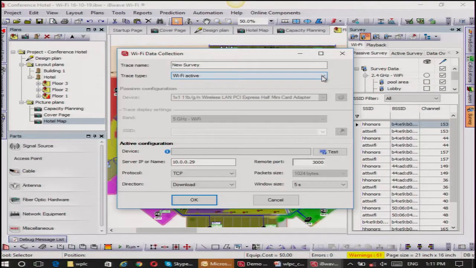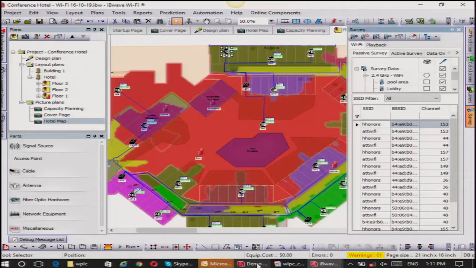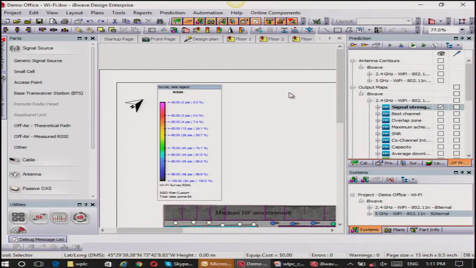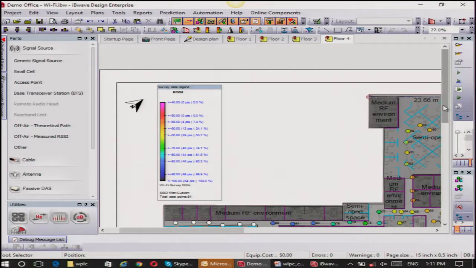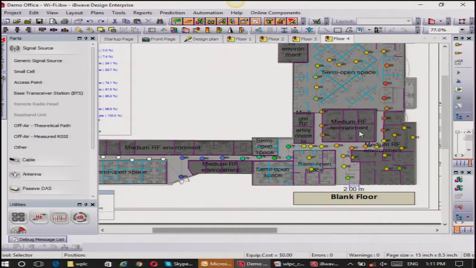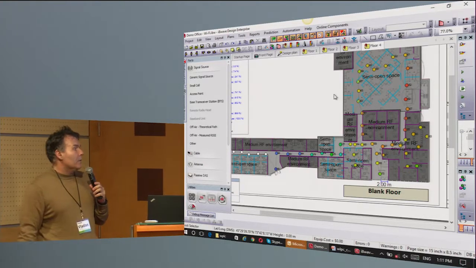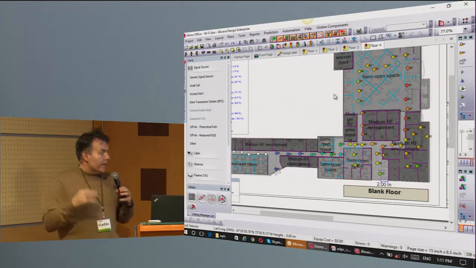And then what's going to happen is that you will be able to collect the data in the area where you want to. It's going to look like this. So basically, this is your survey data that you have collected throughout. So that's how it looks. But yes, you can do active and passive survey using this tool, and you can do it on a tablet as well.